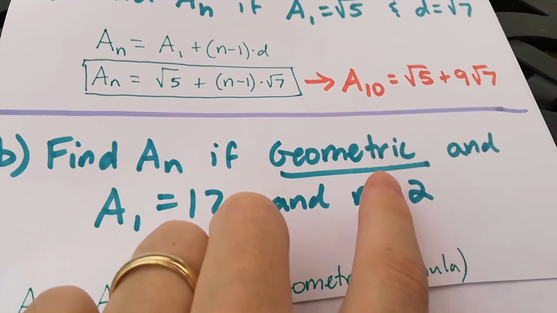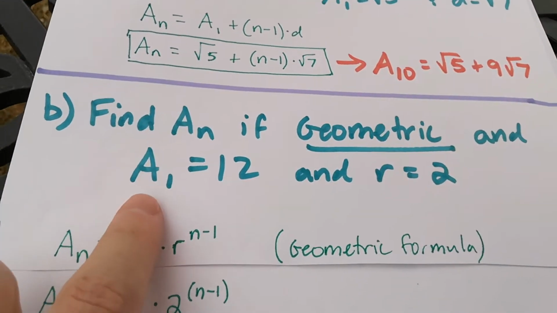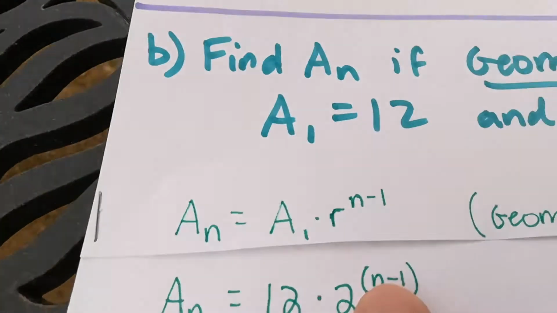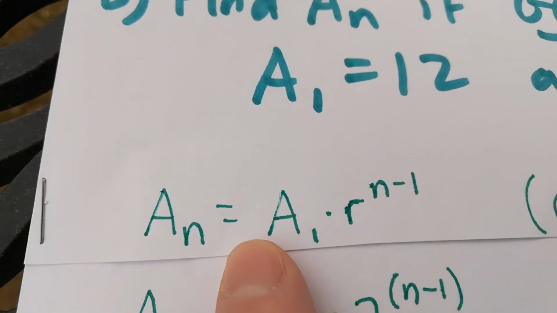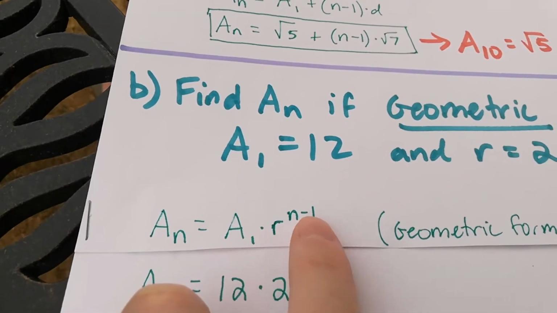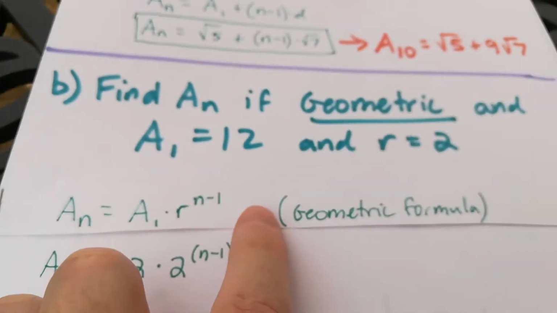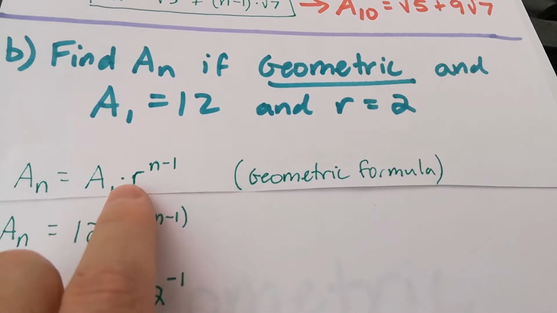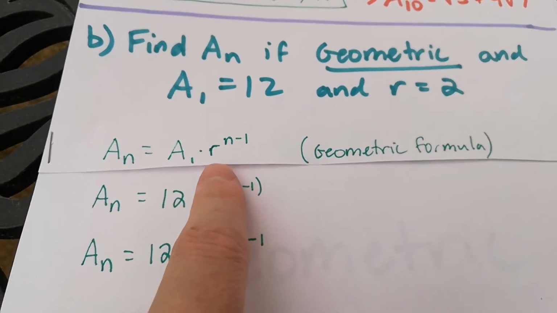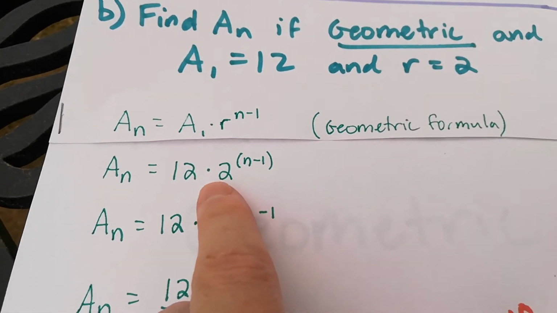Sweet. Well, we've done a lot of arithmetic. Let's deal with some geometric. Geometric just deals with a common ratio rather than a common difference. Find a sub n if it's geometric, and we know it starts at 12 and has a common ratio of 2. From the last lesson, that is the equation for a geometric sequence: my a sub n is my first term times my common ratio to that power. So plug it in. My first term is 12, and my common ratio, r, is 2.